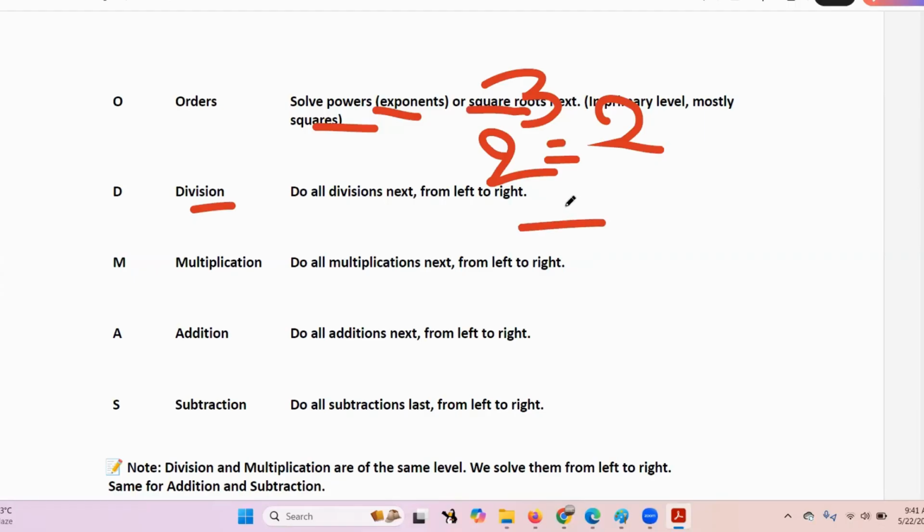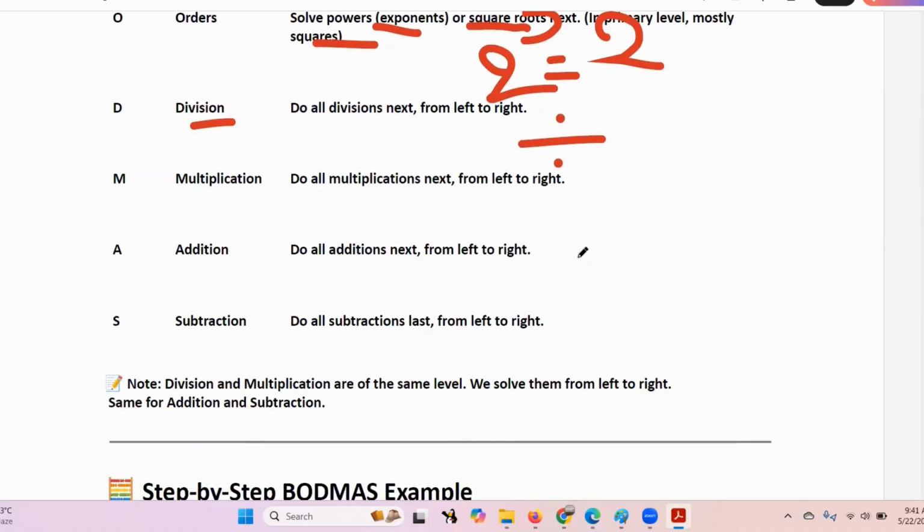Do you know the sign of division? Yes, sir. Then comes multiplication. Do you know the sign of multiplication? Yes, sir. And in multiplication and division, we should always consider from left to right. Order is very important. Order means the sequence. That's why we are studying BODMAS. If there is a complex problem, we should always consider the sequence. In each and every step, if we follow the correct sequence, then our solution will be correct. Are you getting it?